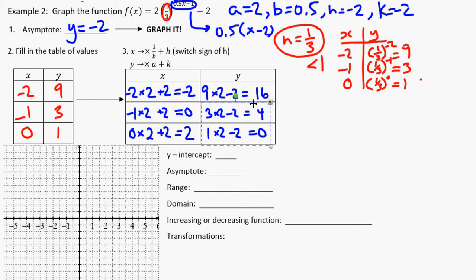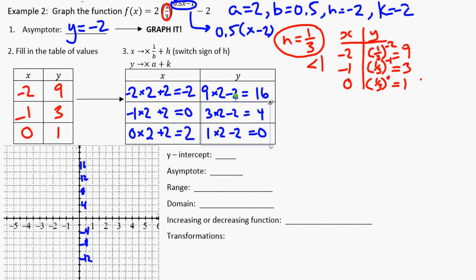So it looks like 16. I'm not going to go by 1s. Let's go by 2s, just like my previous example. So 2, 4, 6, 8, 10, 12, 14, 16. Don't really have any negative values here, although I do have an asymptote at -2, so let's go like this. There are my y values, my intervals.